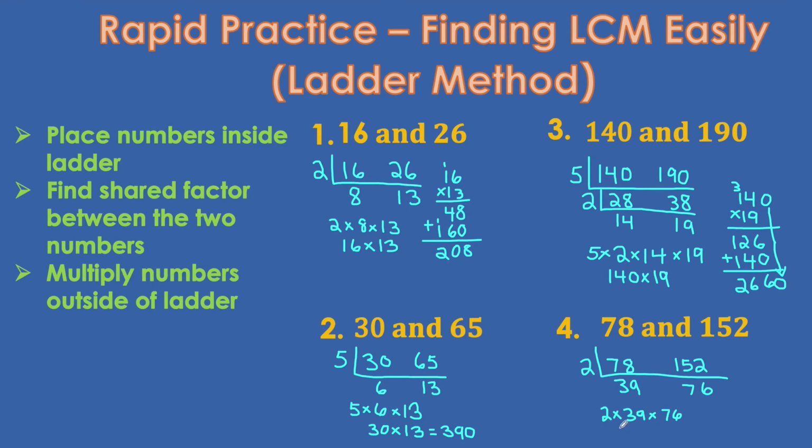39 times 2 is 78. Copy down times 76. 78 times 76. 8 times 6 is 48, carry the 4. 7 times 6 is 42, plus the 4 is 46. 7 times 8 is 56. 7 times 7 is 49, plus 5 gives us 54.